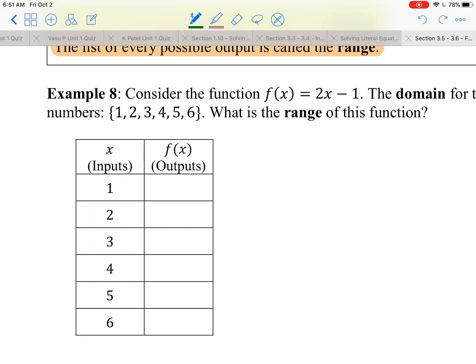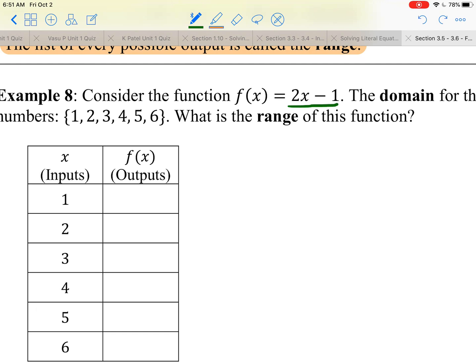And then the outputs here, we're supposed to figure these out. So let's do these real quick. If the function says double the input and then subtract 1, what should we do here? If you double the input, so you get 2, and subtract 1, you get 1. If you double this and subtract 1, you get 3. If you double this and subtract 1, you get 5. And then 7, 9, and 11.